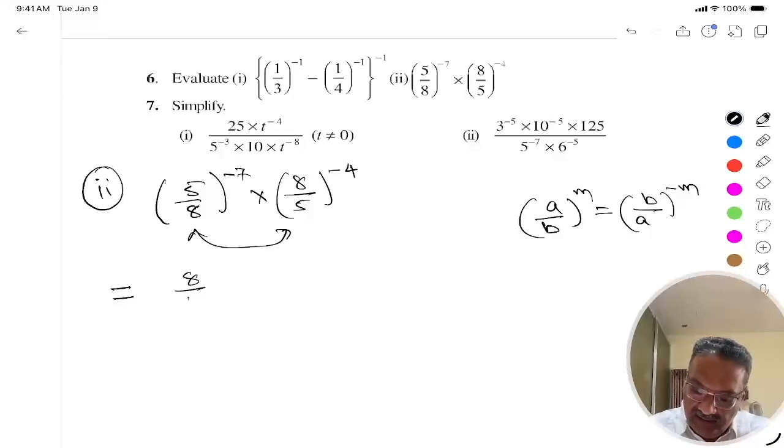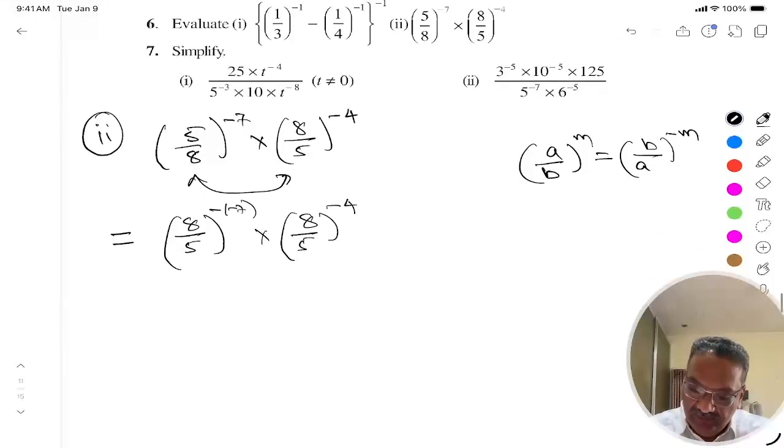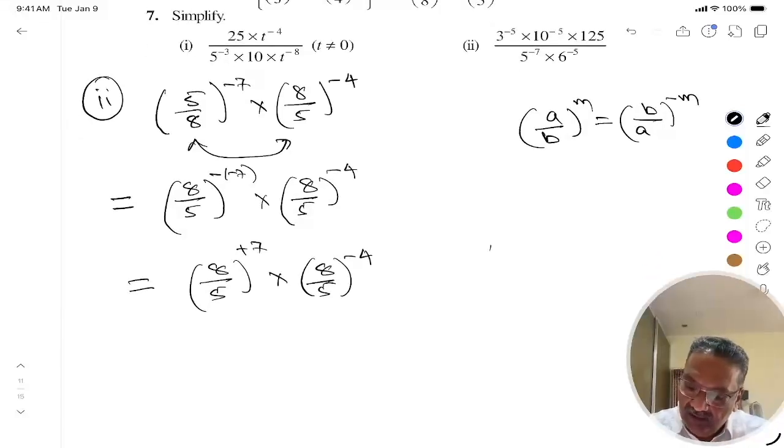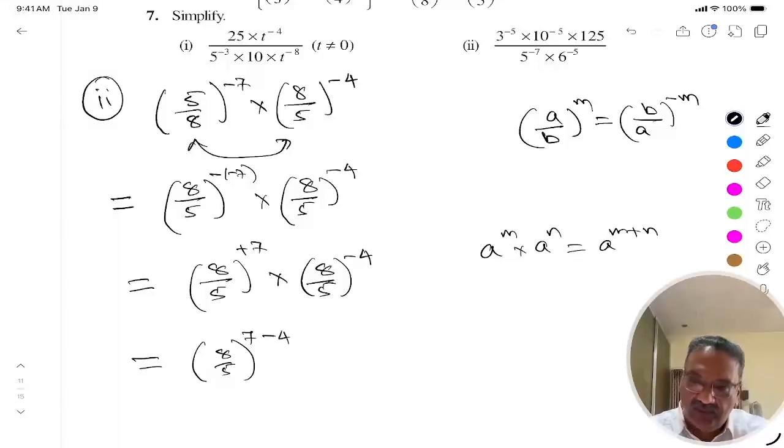So I'll make this 8 by 5 to the power of minus 7 into 8 by 5 to the power of minus 4. This is nothing but 8 by 5 to the power of plus 7 into 8 by 5 to the power of minus 4. So what formula do we have? a to the power of m into a to the power of n is equal to a to the power of m plus n. So this is equal to 8 by 5 to the power of 7 plus minus 4, which is 8 by 5 cube. This is the answer.